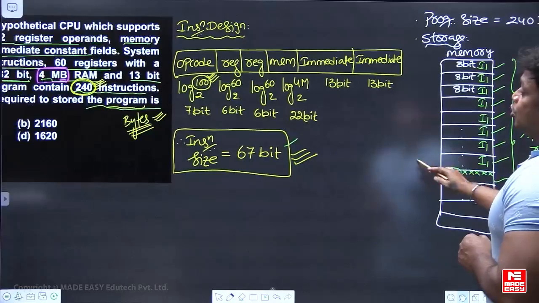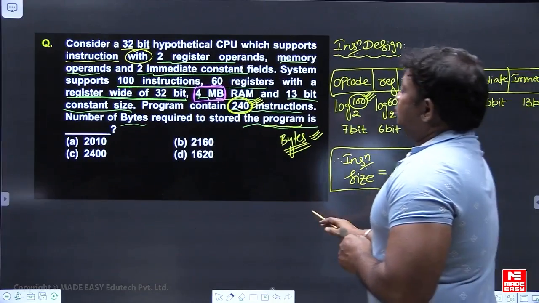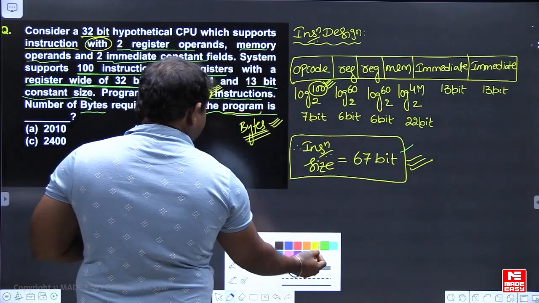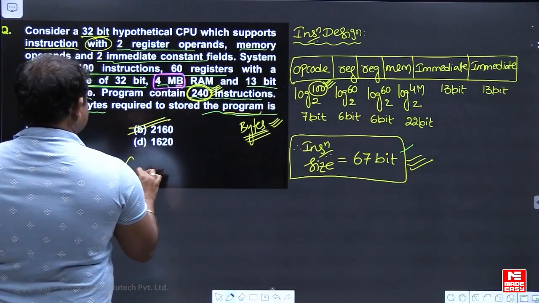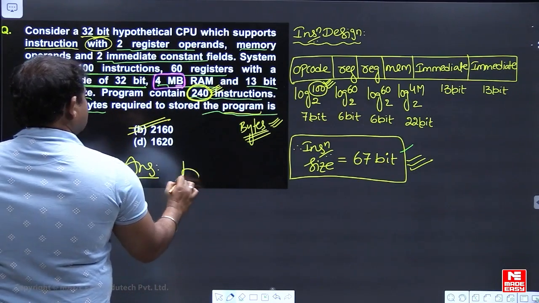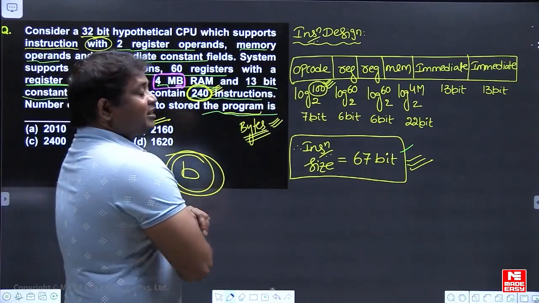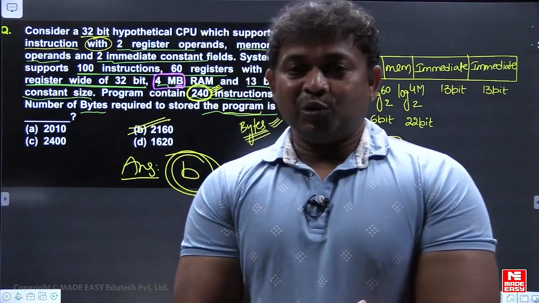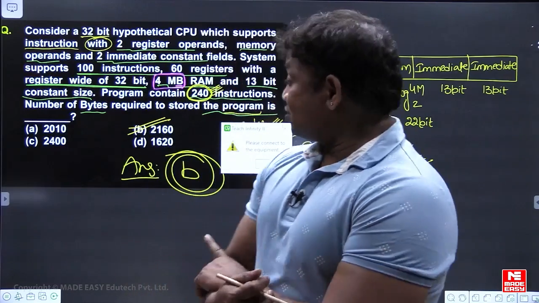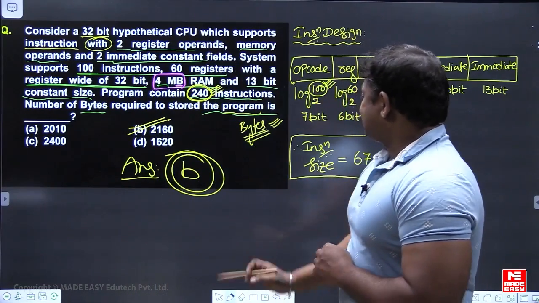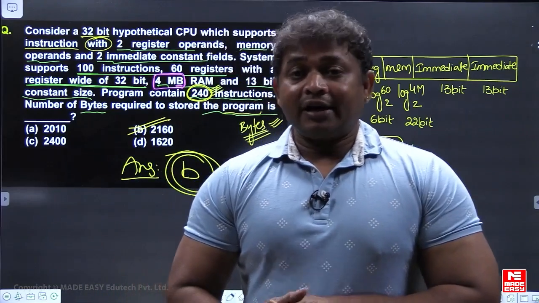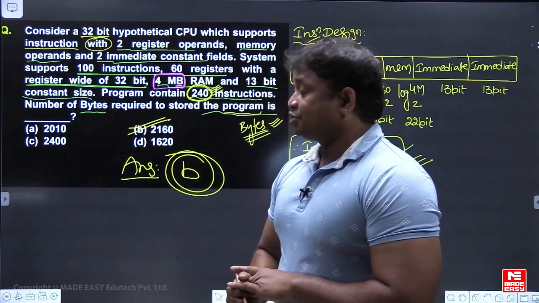Go back to the options and select the right answer. 2160. The right answer is B. B is matching. Those who take the wrong interpretation may give the wrong answer. That wrong answer is also present in the options, but that is not correct. The correct answer is B, 2160.